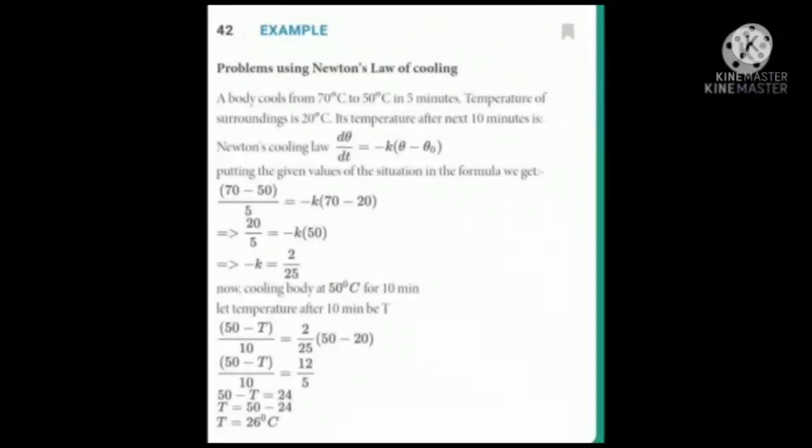Now, cooling the body at 50 degrees Celsius for 10 minutes, let the temperature after 10 minutes be T. So (50 minus T) by 10 equal to 2 by 25 into (50 minus 20). On calculating, you find the value of the temperature to be 26 degrees Celsius. So this is one of the applications of Newton's law of cooling.